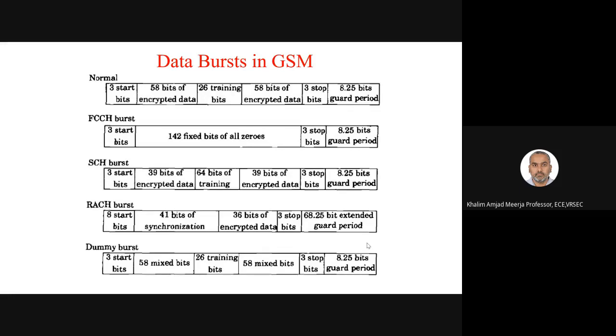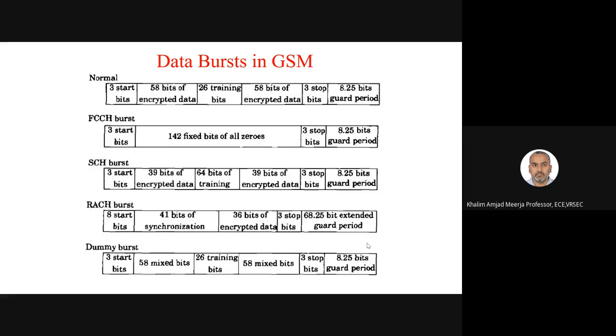So the normal burst consists of 3 start bits, 58 bits of encrypted data, 26 training bits, 58 bits of encrypted data, 3 stop bits, and the guard period. Next, the FCCH burst consists of 3 start bits and 142 fixed bits of all zeros, 3 stop bits, and the guard period of 8.25 bits. The SCH burst similarly consists of 3 start bits, 39 bits of encrypted data, 64 bits of training, 39 bits of encrypted data, 3 stop bits, and 8.25 bits of guard period.